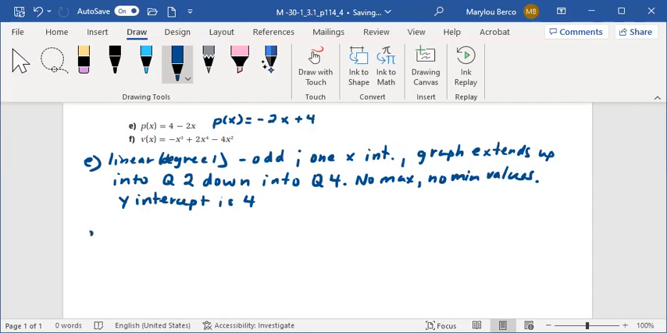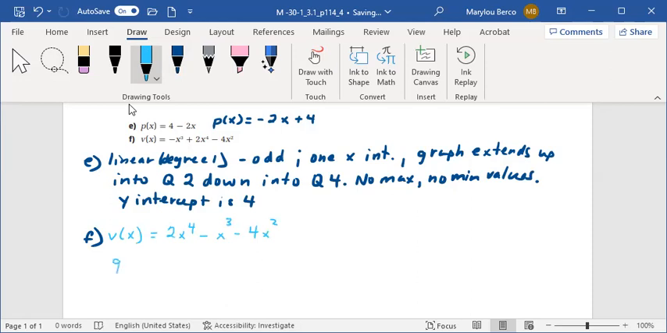F. Okay, v of x equals negative x cubed plus 2x to the fourth minus 4x squared. Well, the first thing we're going to do is to rewrite it. So what we have now is v of x equals 2x to the fourth minus x cubed minus 4x squared.